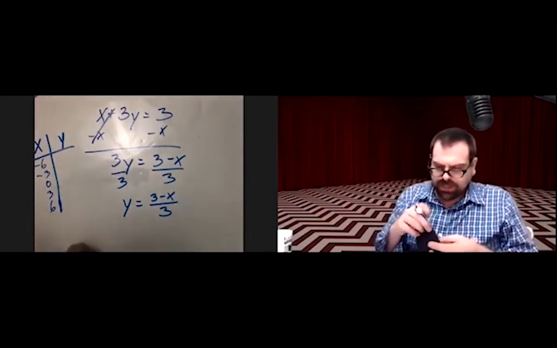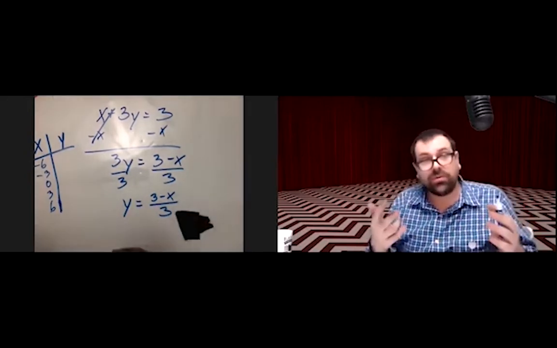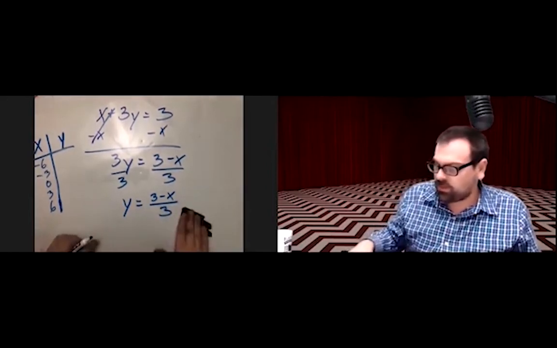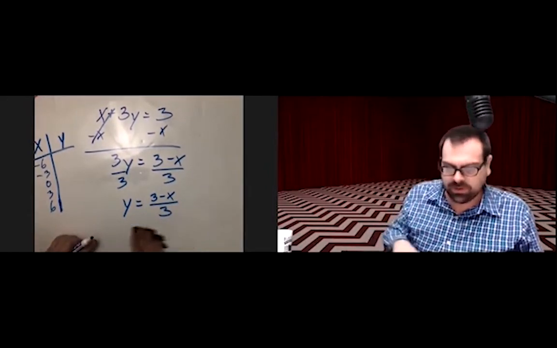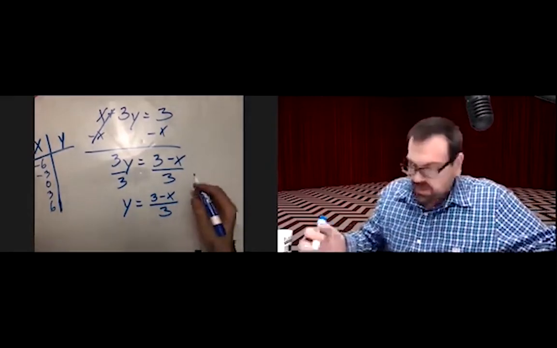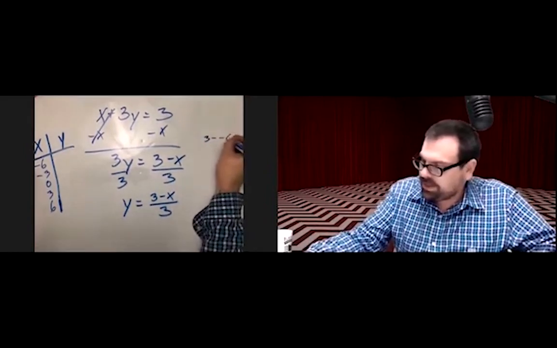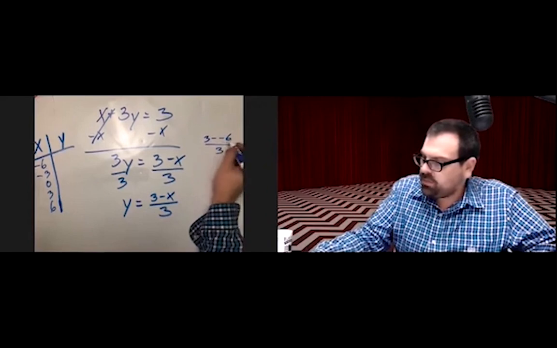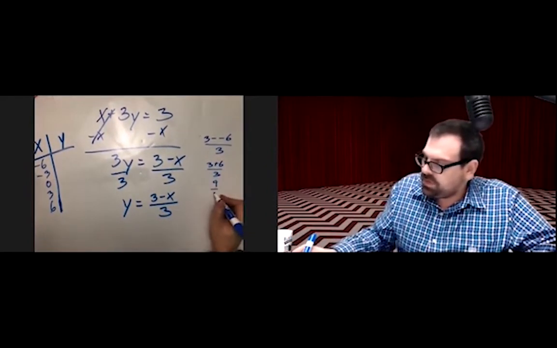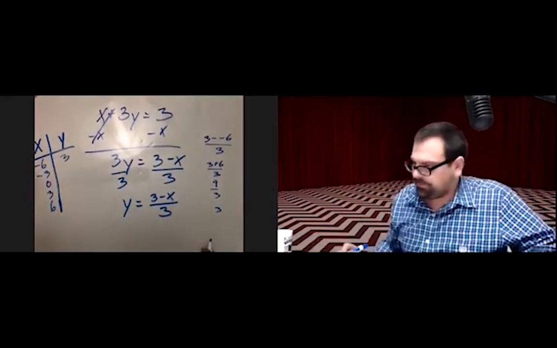And this is just me thinking it through. You can just pick a bunch of things if you want until you have 2 that did work, that were graphable. If I plug in -6, 3 minus -6 over 3 would be 3 plus 6 over 3, which would be 9 over 3, which is 3.